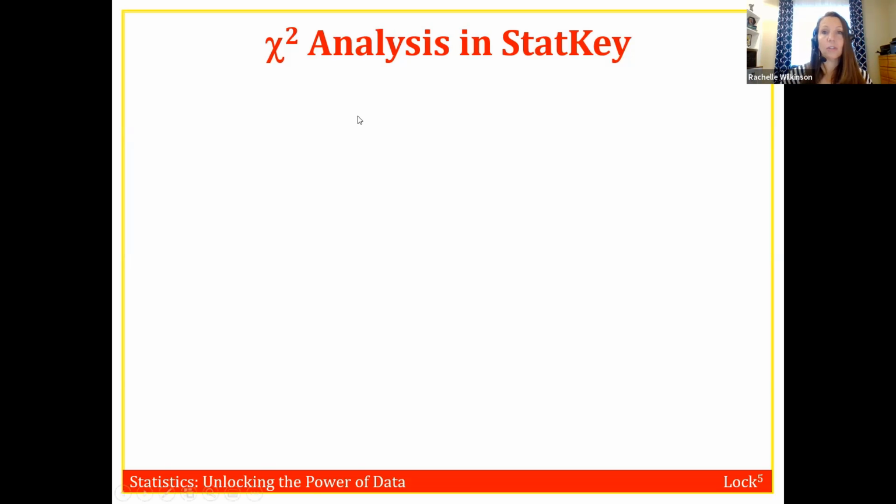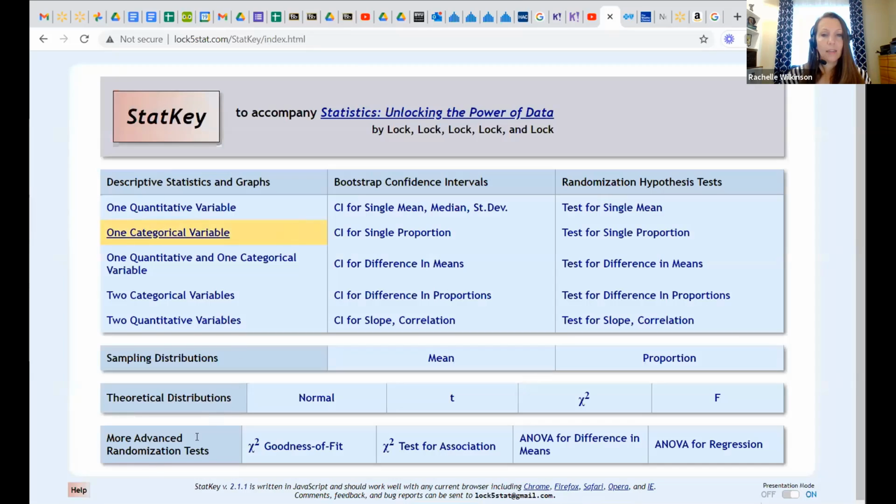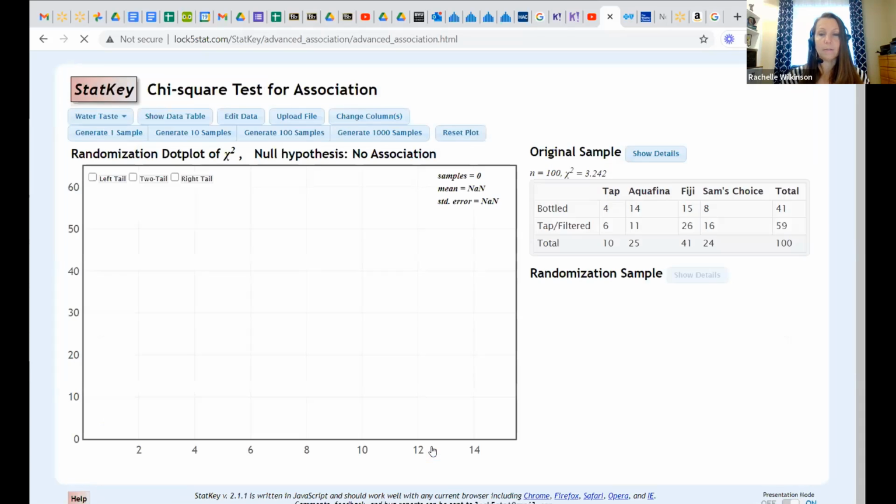So I'm going to show you how we would do this analysis in StatKey. In StatKey, at the very bottom where it says more advanced randomization tests, this second one says chi-square test for association, and that's what we're doing today. So don't do the first one, goodness of fit. If you feel bad that we skipped that one, it's in section 7.1. You can go back and read it. But this one is test for association. So I'm going to click on that.